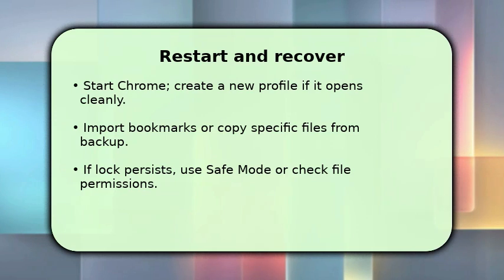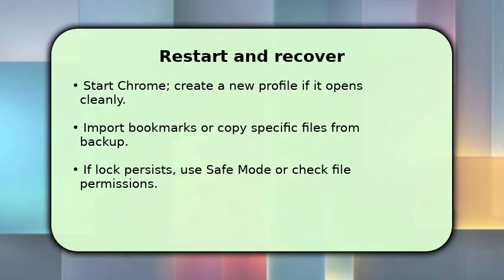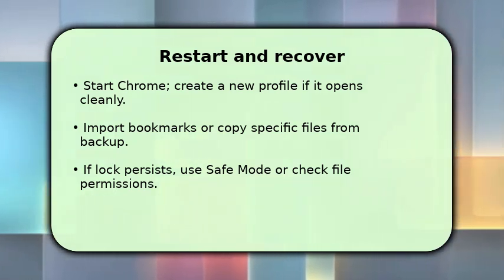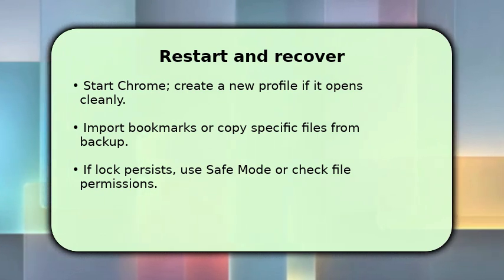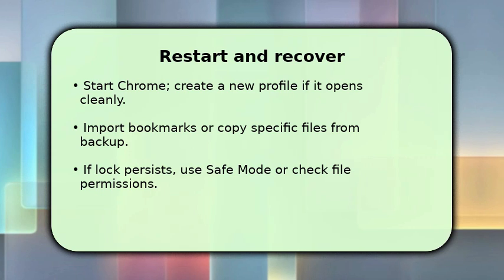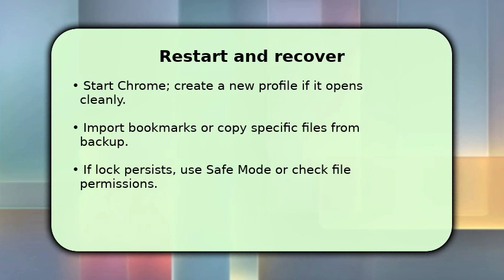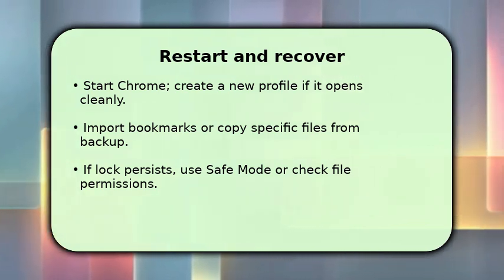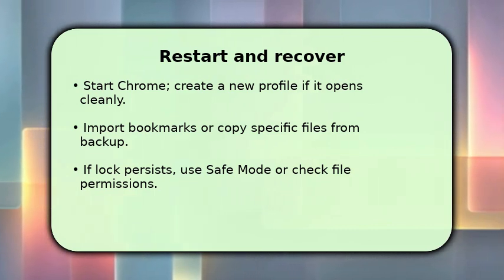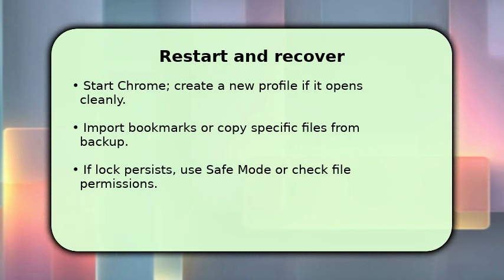You finish by starting Chrome normally. If it opens, create a new profile and then import bookmarks or selectively copy extension and password files from your backup. This preserves data without reintroducing the lock. If Chrome still reports a lock, make sure file permissions allow your user account to read and write the profile folder and try again in safe mode or with administrative rights.